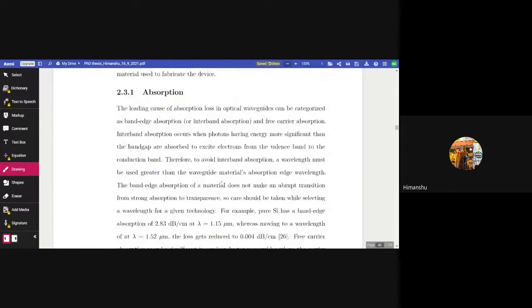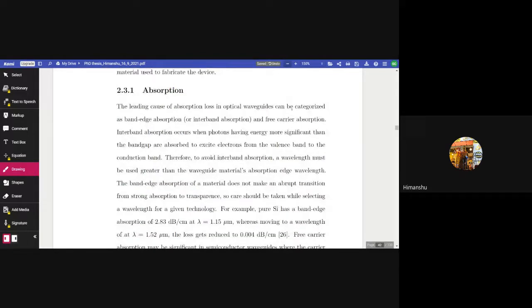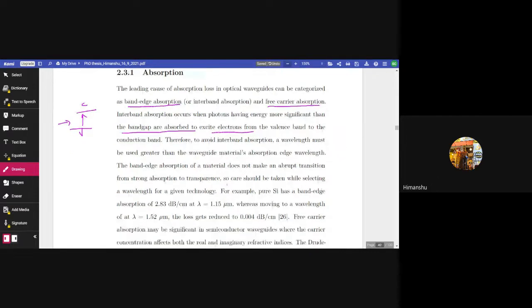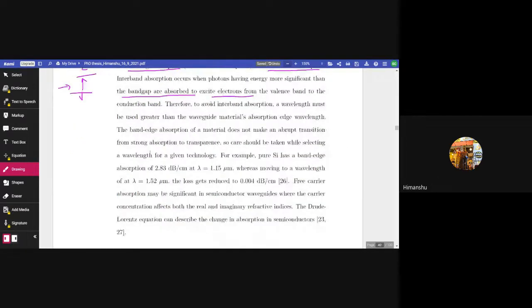Absorption. The leading causes of absorption loss in optical waveguides can be categorized as band-edge absorption or interband absorption, and free carrier absorption. Interband absorption occurs when photons having energy greater than the band gap are absorbed to excite electrons from the valence band to the conduction band. Therefore, to avoid interband absorption, a wavelength greater than the waveguide material's absorption edge wavelength must be used. The band-edge absorption of a material does not make an abrupt transition from strong absorption to transparency, so care should be taken while selecting a wavelength for a given technology.